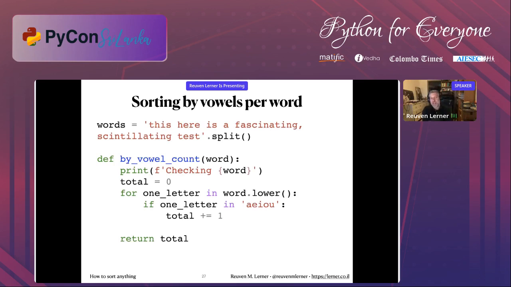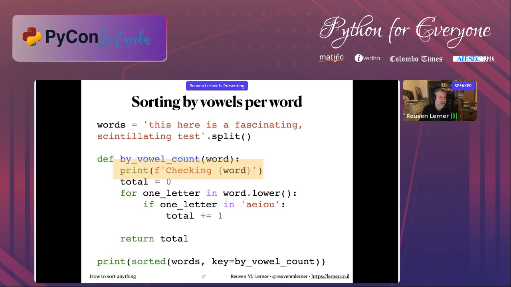And then we're going to say print checking word. And you'll see why we're doing that printing there in a moment, right? But I think it's going to be useful to see what's happening there. Then we're going to say total equals 0, for one_letter in word.lower(), if one_letter in 'aeiou', total plus equals 1, return total. So what's going to happen here? We're going to go through each word letter by letter by letter. If the current letter is an a, e, i, o, u, if it's a vowel in English, then we're going to add 1 to total. And then we're going to return the number that we found. So I can now say print sorted of words, key equals by_vowel_count. And what's going to happen when I run this?